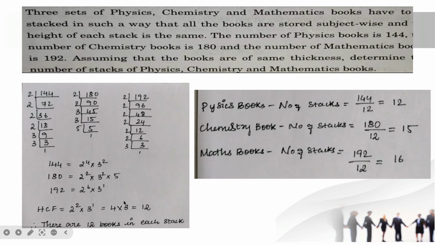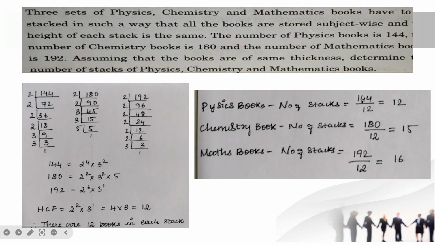So 2 power 2 is 4. 2 twos are 4. 3 power 1 is 3. 4 into 3 is 12. So they can take 12 books in each stack. Does it answer our question? No, not yet. We need to find how many stacks we will be having for each.